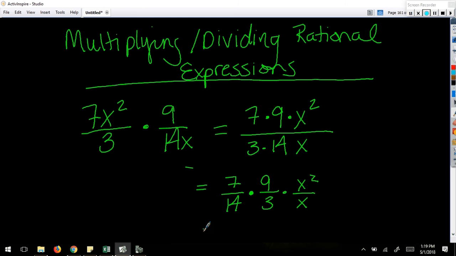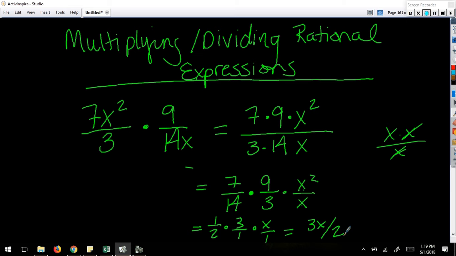7 over 14 reduces to 1/2. 9 over 3 reduces to 3 over 1, and x squared divided by x reduces to x over 1. You can think about that as x times x over x, so one of them would cancel. So now again, straight across, and I have 3x over 2. Pretty easy as we go through there.